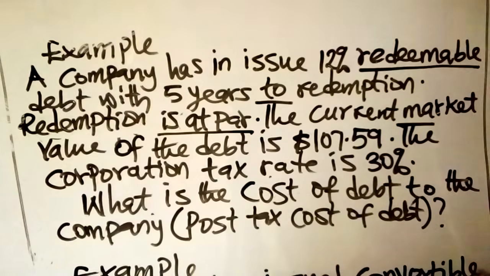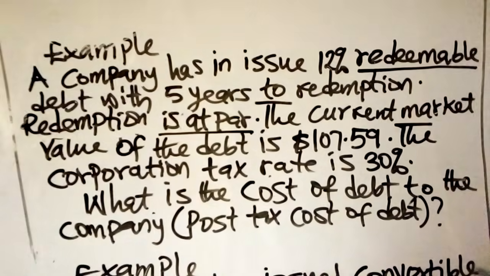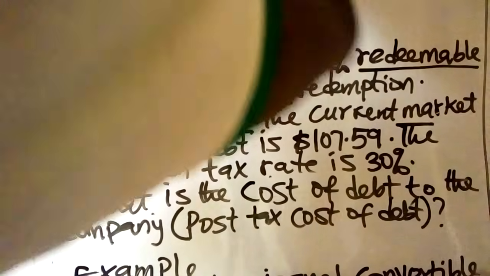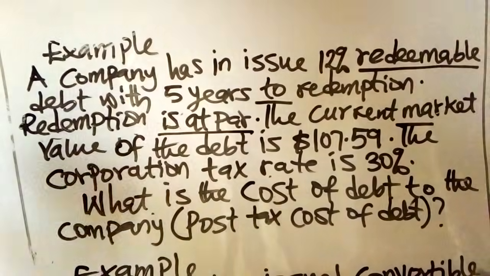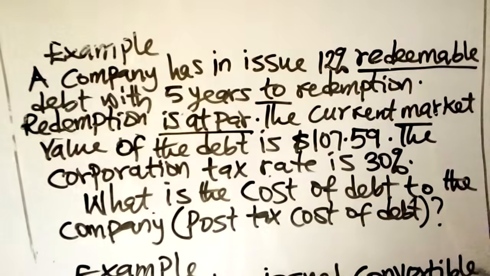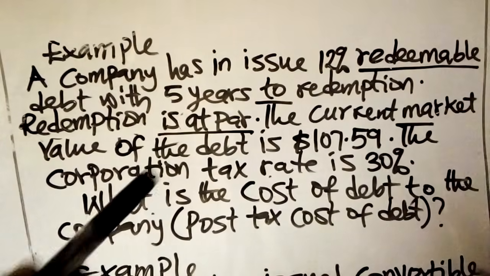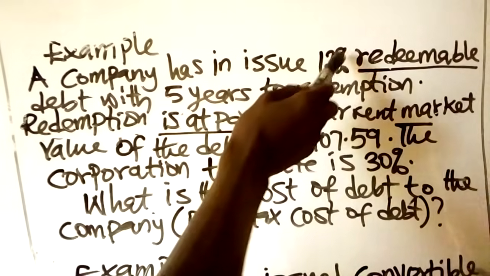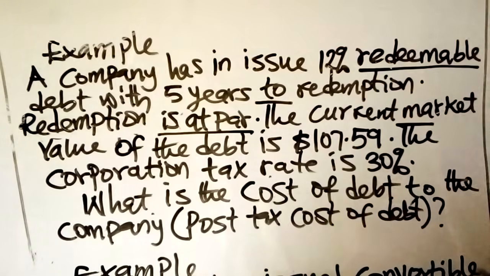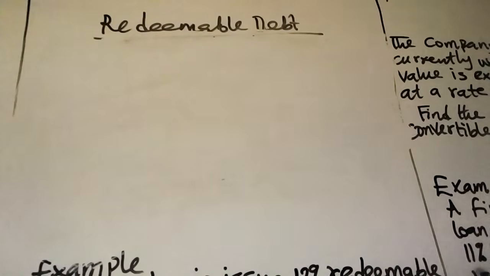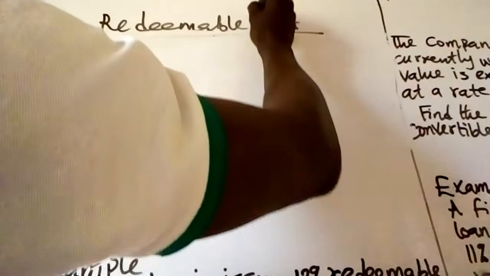You have been given the market value. I've told you that to calculate the post-tax cost of debt, since it is a redeemable debt, you want to calculate the internal rate of return. So, I've told you that you identify the cash flows. Number one, we have annual interest, which is 12%. To calculate IRR, you first of all calculate the net present value.